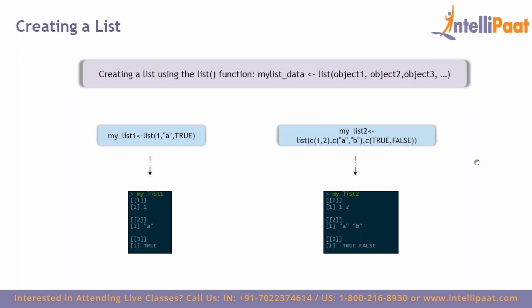So you can observe here, the first list has all the elements of the same length: 1, A and true. Although these are different data types, the first one is numeric, the second one is character, the third one is logical, but all are of the same length. Same for list 2. We have c(1, 2), c("A", "B"), and c(TRUE, FALSE), all of the same length, that is two elements, right, in every element of the list.